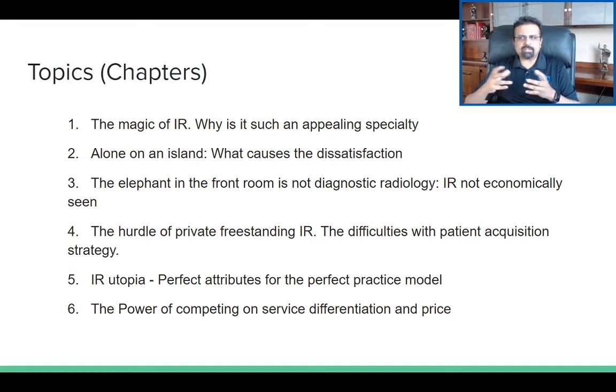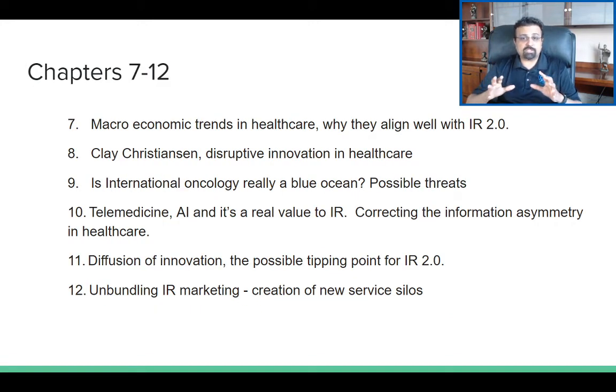The perfect practice model, maybe creating a framework on where we would like to go, where job satisfaction and burnout rate would be at an all-time low. Number six, looking at the power of competing on service differentiation and on price. These are two attributes that economists commonly talk about as winning attributes for any business model, which I feel like IR is really in a strong position and has both to offer.